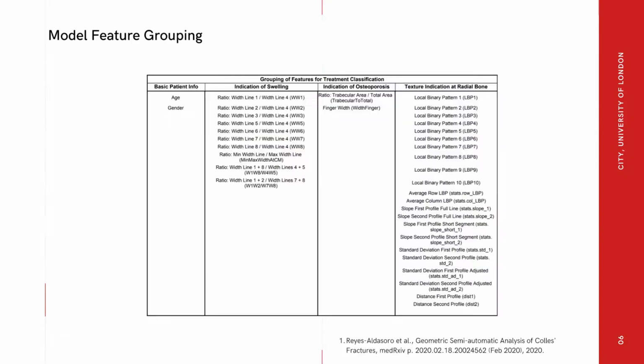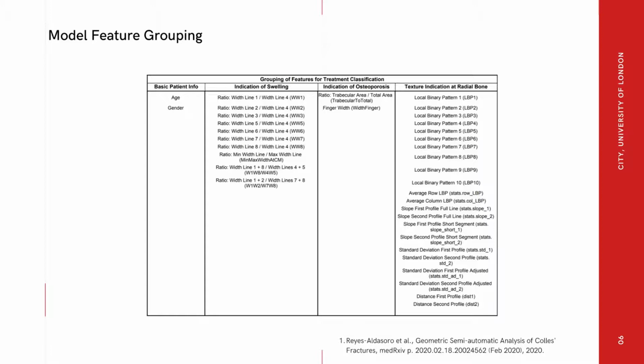classification. A total of 36 features are identified and split into 4 main feature groups, including basic patient information, the indicators for swelling, osteoporosis, and texture at the radial bone.